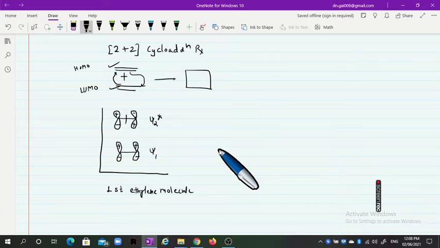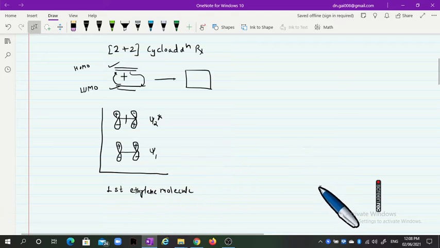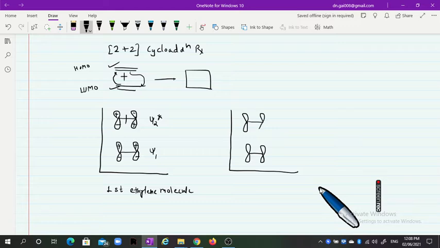For the first ethylene molecule we have psi 1. Now let us draw the second. The orbital of the second ethylene molecule is the same. Both are the same molecule, therefore its orbital diagram is also the same: psi 1 and psi 2, plus minus plus minus.